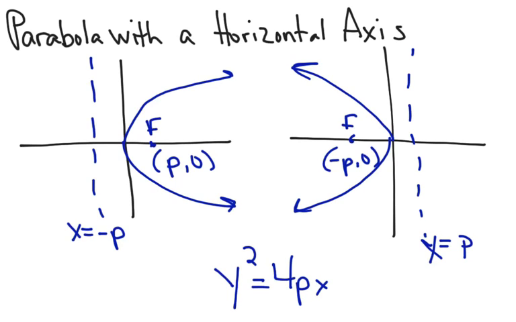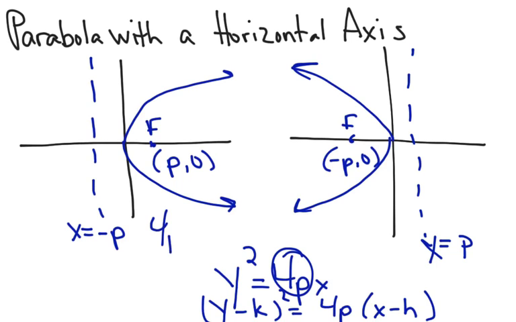When we talk about parabolas whose vertex is not at the origin, it's going to be y minus k squared is equal to 4p times x minus h. We'll come back to that in a later section. So if the parabola opens to the right, 4p is positive. And if the parabola opens to the left, 4p is negative.